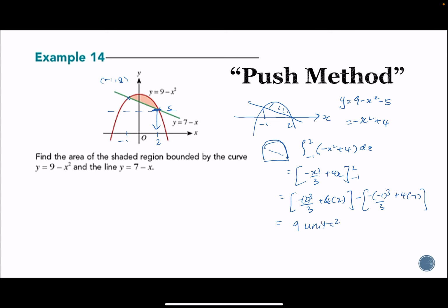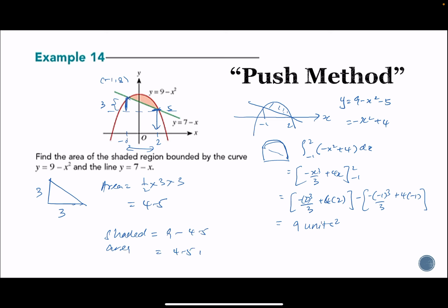Now, for the triangle, this is 8, right? The whole thing was 8, this is 5. So 8 minus 5, this would have been 3. So for your triangle, it would have been 3 here and 3 here. So the area of the triangle would have been half times base times height, which gives you 4.5. So again, the shaded area would have been 9 minus 4.5, and you also get 4.5 square units.